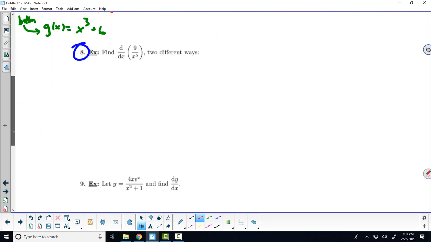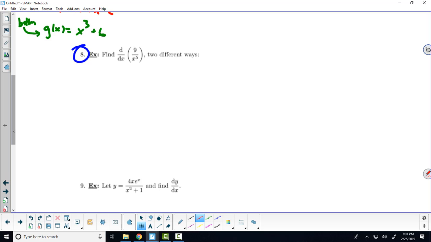All right, let's look at number 8 here. Okay. So the quotient rule is a very powerful rule, but it's also kind of clunky. So sometimes you can avoid using it. I'd like to do this first with the quotient rule, so we take d/dx of 9 over x to the 5th. So using the quotient rule, I'd have the bottom times the derivative of the top. What's the derivative of the top here? 0, because it's a constant, right?